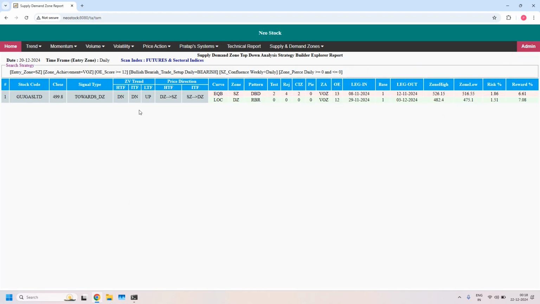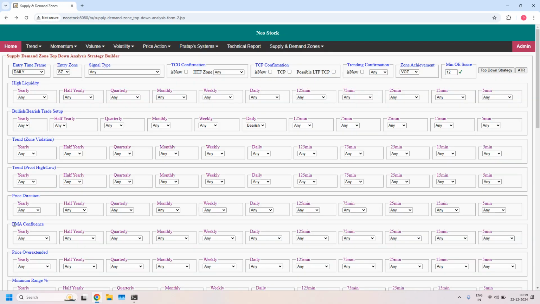So this is having an ITF confluence. That means this daily supply zone is part of the weekly supply zone and the weekly trend is down. Let's verify whether this is having weekly EMA confluence so that it could be an even more high probability trade setup. So, weekly supply zone with weekly EMA confluence.